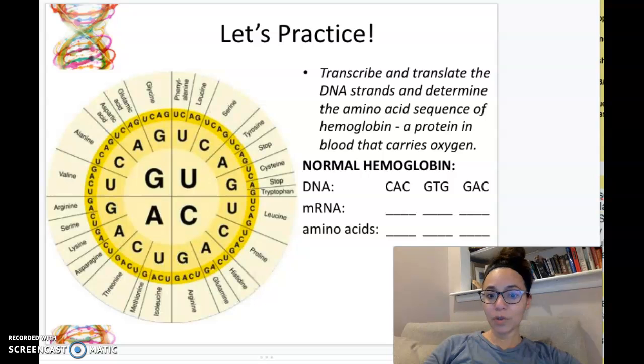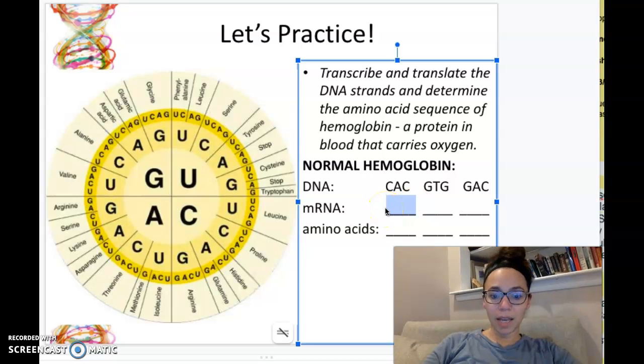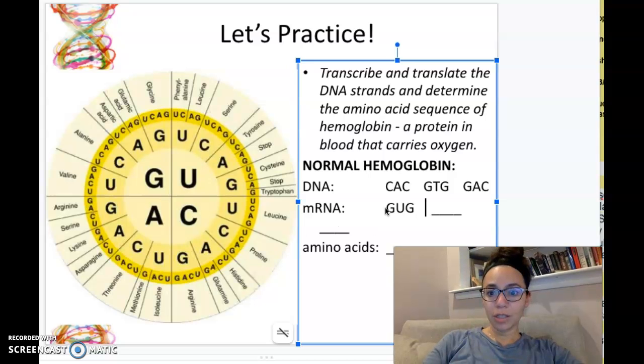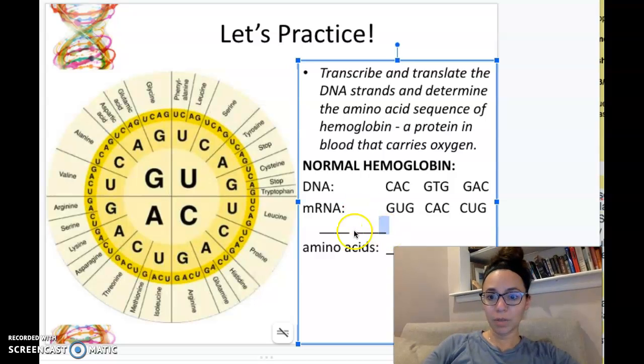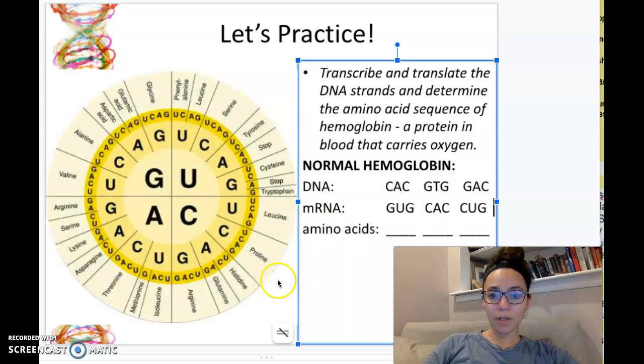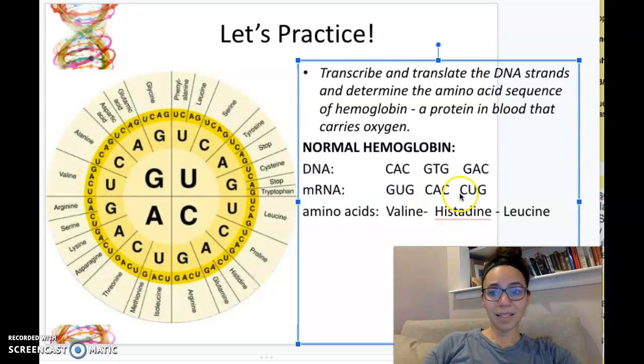Okay, so what I want you to do for a second is give this a try. See if you can transcribe and translate this genetic code right here for hemoglobin. Okay, let's check how we did. So CAC matches with GUG. GTG matches with CAC, and GAC matches with CUG. How do we do on that part? So now we're going to figure out how. Now GUG on the code here, GUG, valine. CAC is histidine, CUG is lysine.